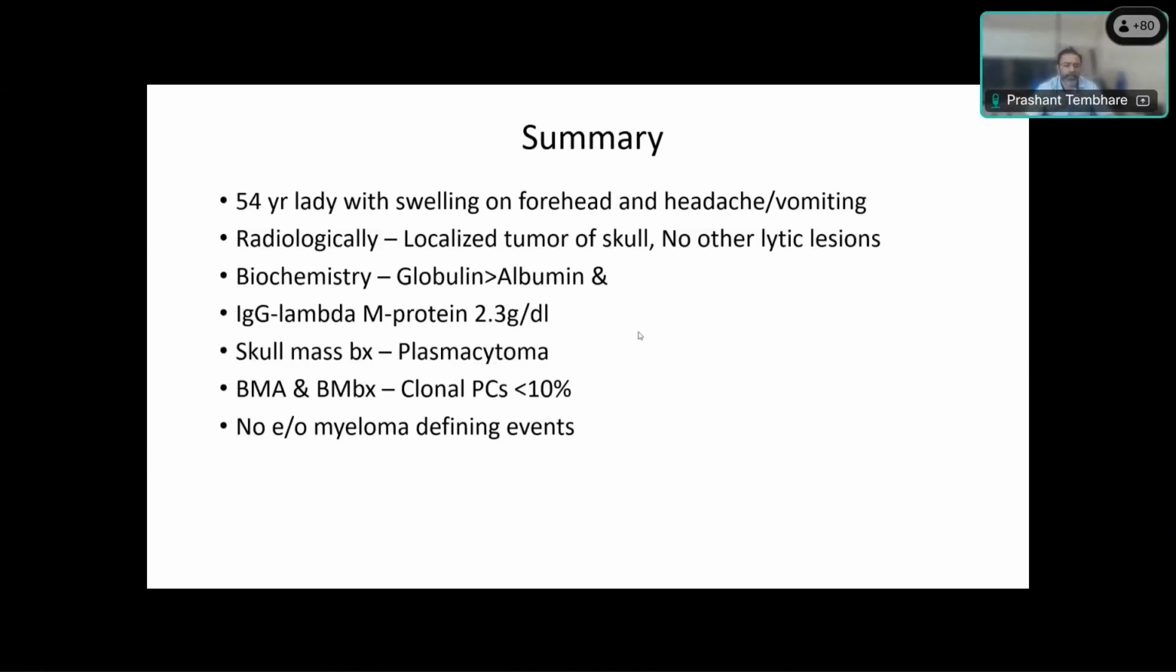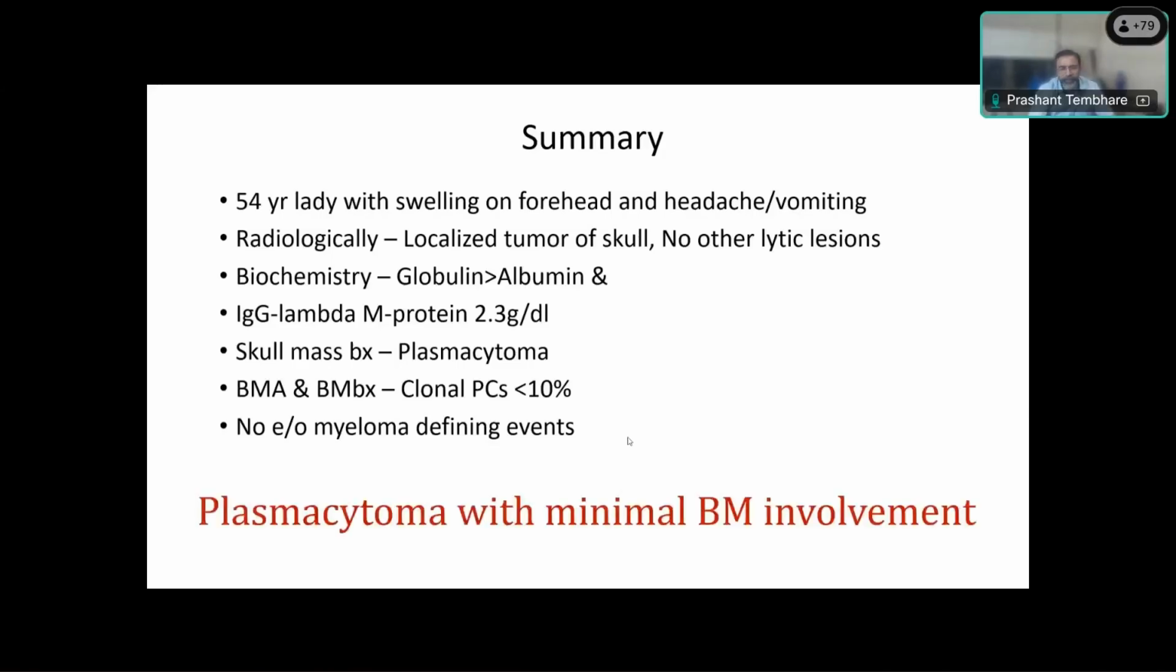with lambda light chain restriction. Bone marrow biopsy and aspirate both have clonal plasma cells, but they are less than 10%. So there is no definitive myeloma defining event. So this was a case of plasmacytoma with minimal bone marrow involvement. When you have plasma cells less than 10% by flow cytometry and by aspirate, and there is a plasmacytoma, it's called a plasmacytoma with minimal bone marrow involvement.